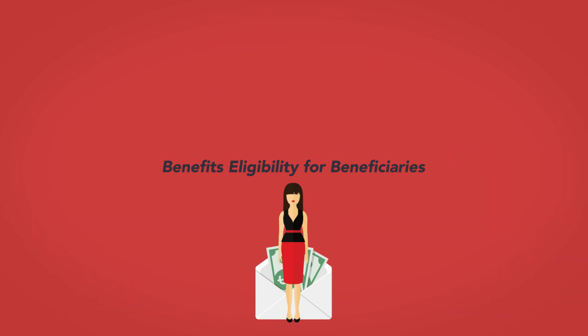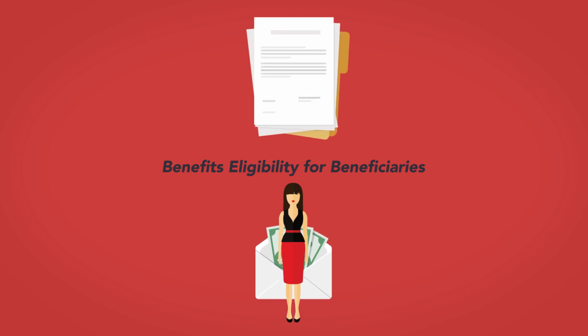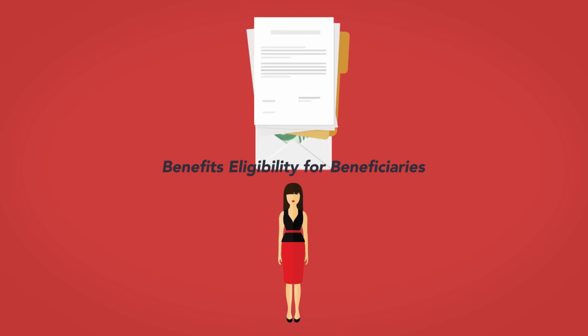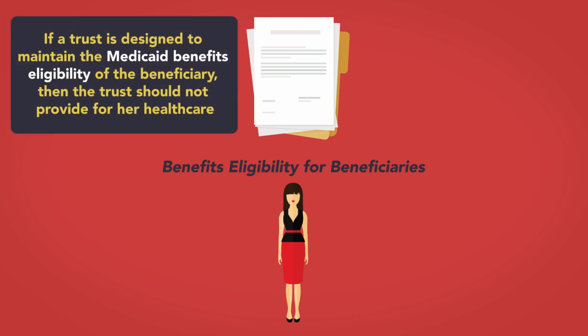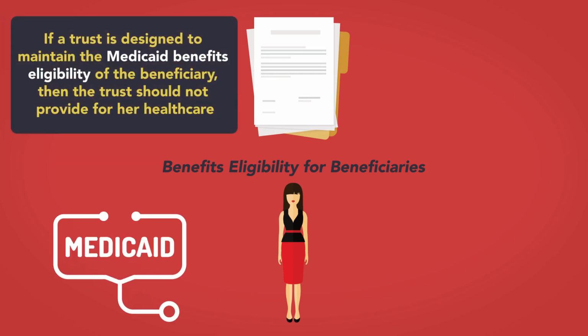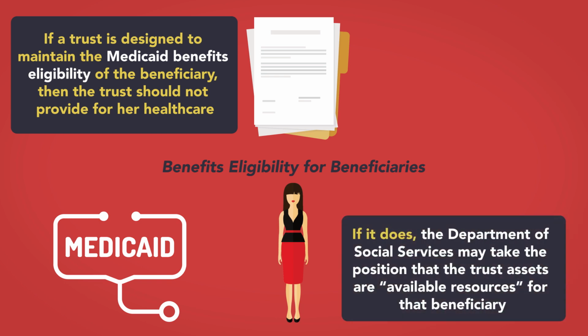One common planning device to preserve the eligibility of beneficiaries is to take assets that would otherwise be distributed to them outright and instead place them in trust for those beneficiaries' benefit. The trust provisions can be tailored accordingly. For example, if a trust is designed to maintain the Medicaid eligibility of a beneficiary, then the trust should not provide for her health care. If it does, the Department of Social Services may take the position that the trust assets are available resources for that beneficiary, thus making her ineligible for Medicaid assistance.